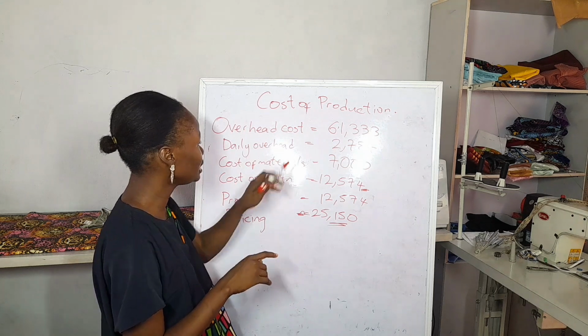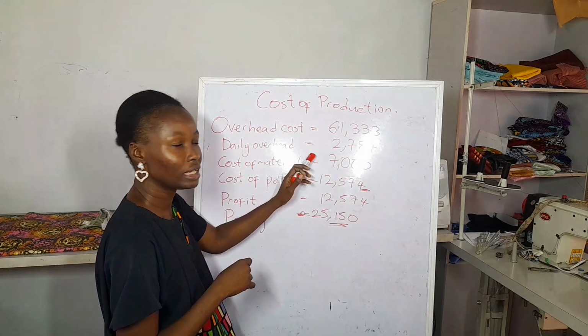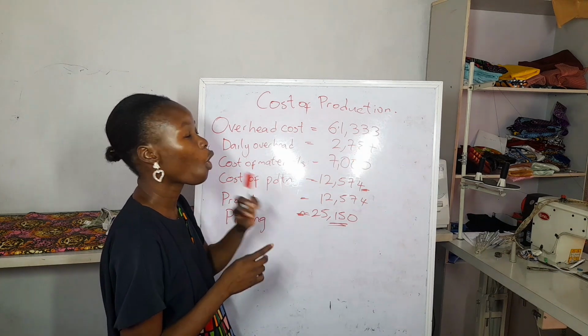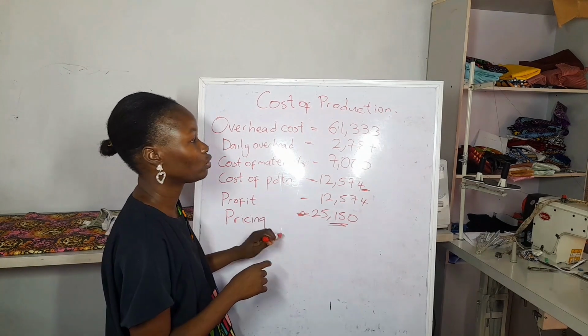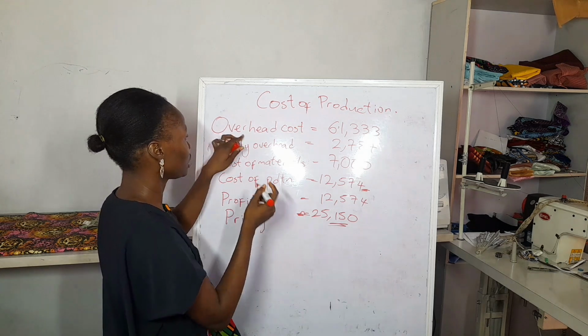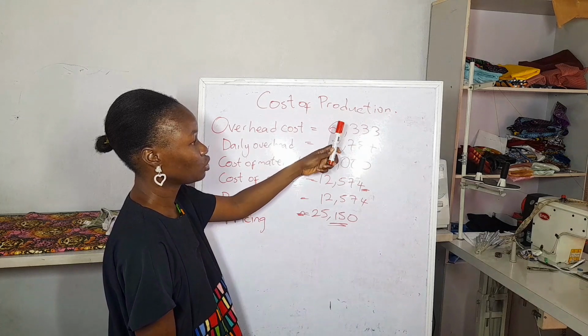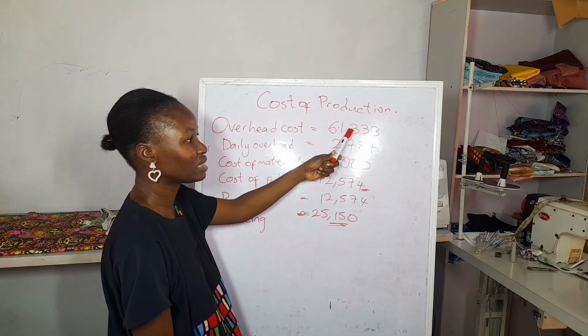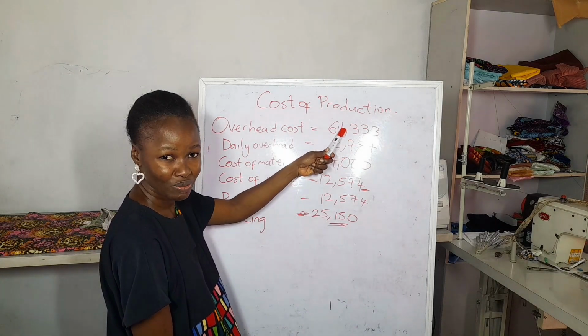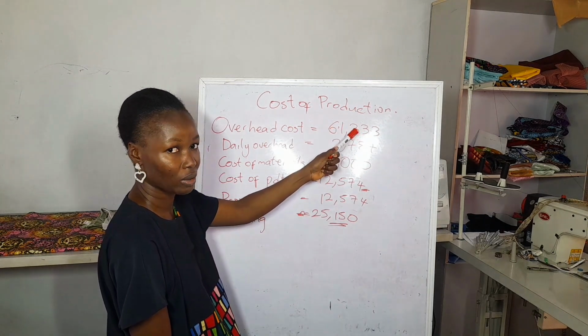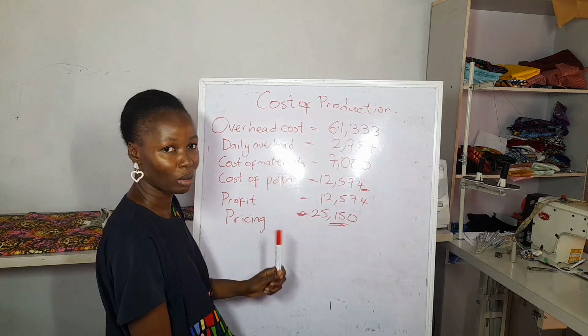So you know that on a daily basis, you must make at least 2,787, or throughout in a month. So this is a monthly now. This is the monthly that in a month you must make sure that you actually made more than this amount. That is your monthly overhead costs now. You made more than that amount.